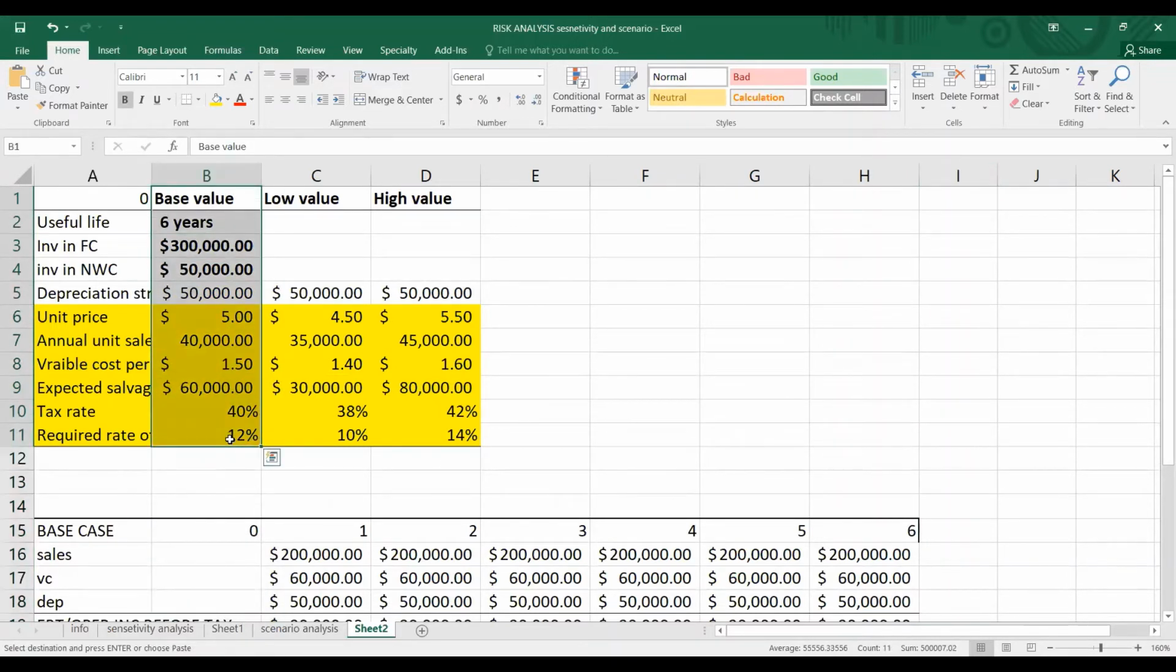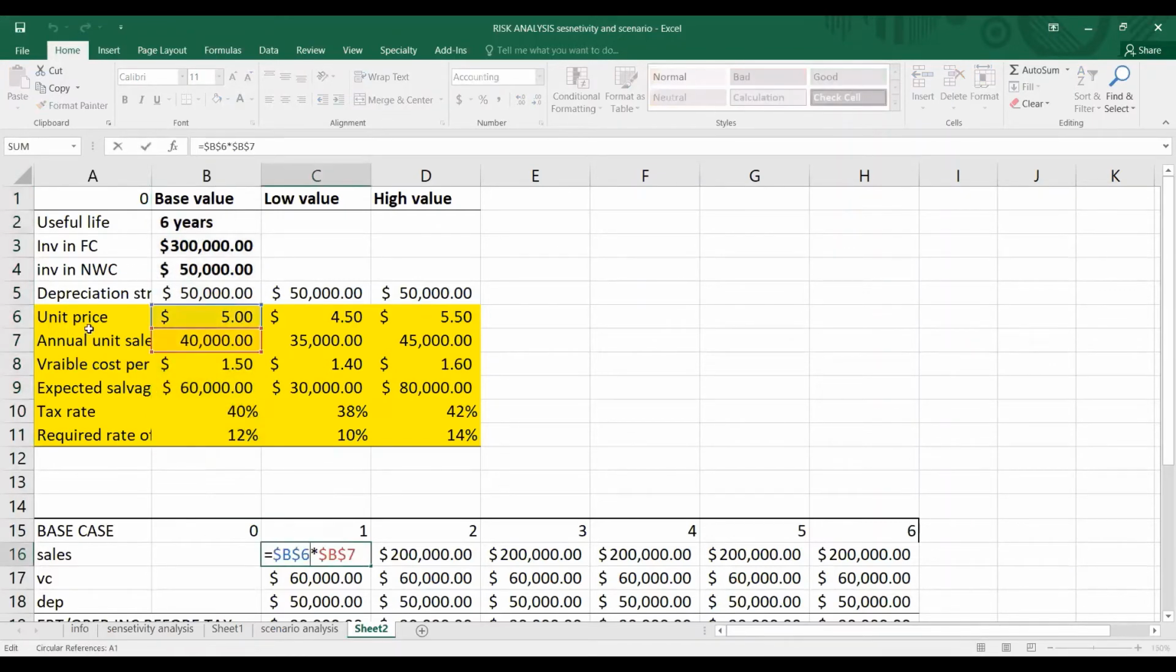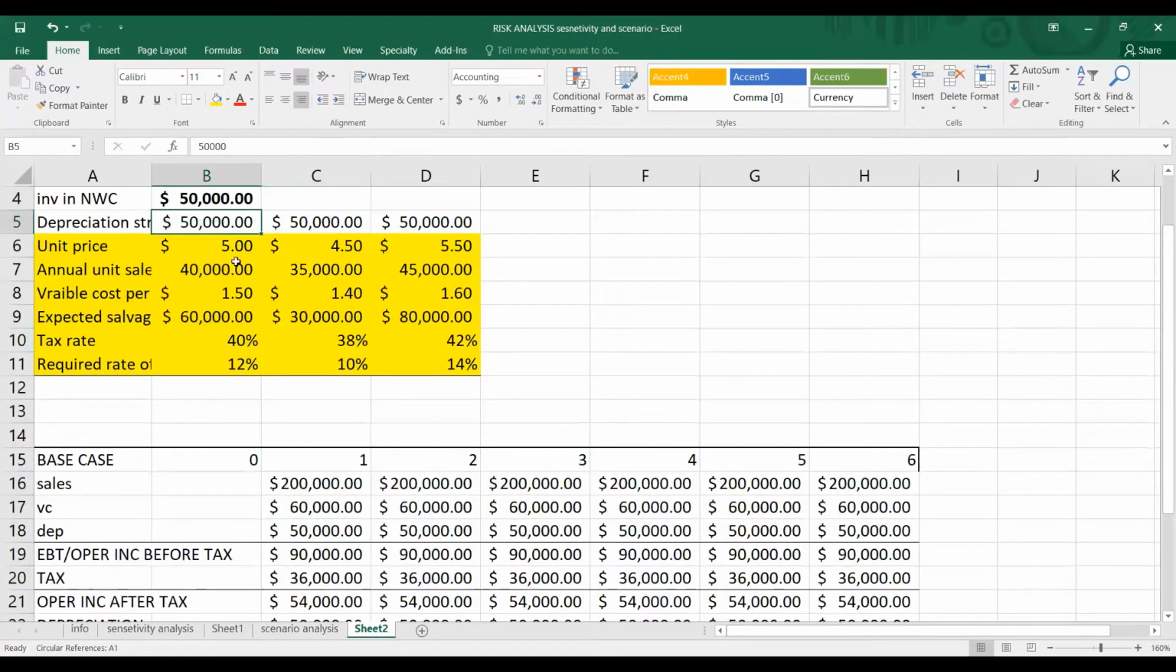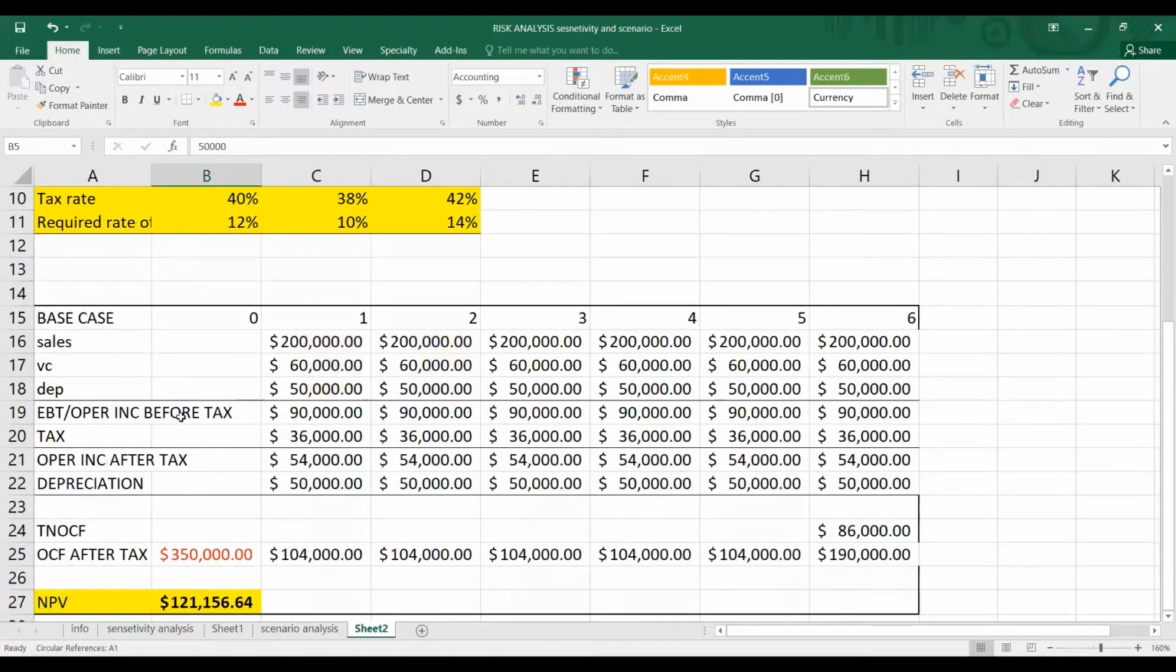base value. Okay, so sales is unit price multiplied by annual unit sales. Variable cost is annual unit sales multiplied by variable cost per unit. Depreciation, we just take it straightforward. Earnings before tax is sales minus cost minus depreciation, and the tax is 40%. Depreciation is added back, and this is what we estimate. And then the last part is the estimation of the terminal non-operating cash flow, the same thing we did in sensitivity analysis for the base case. And this is our NPV.